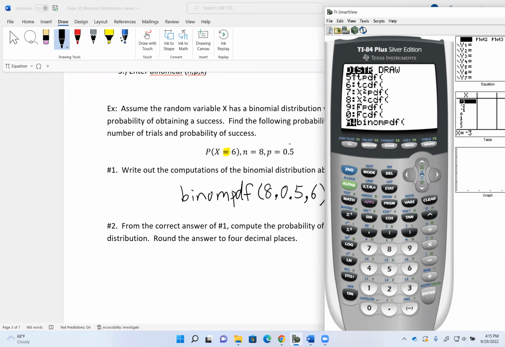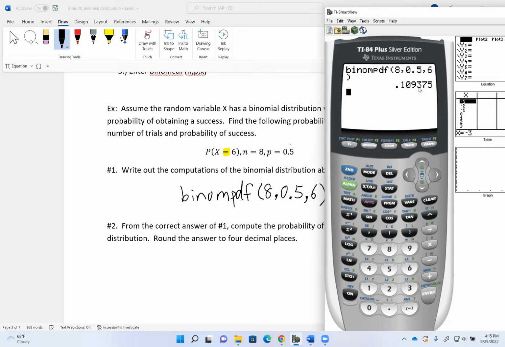Binomial PDF. All right. And I'm going to type in 8, comma, 0.5, comma, the probability of success is 6. So exactly 6 successes out of 8 independent trials with a 0.5 probability of success, it will only be 0.1094.